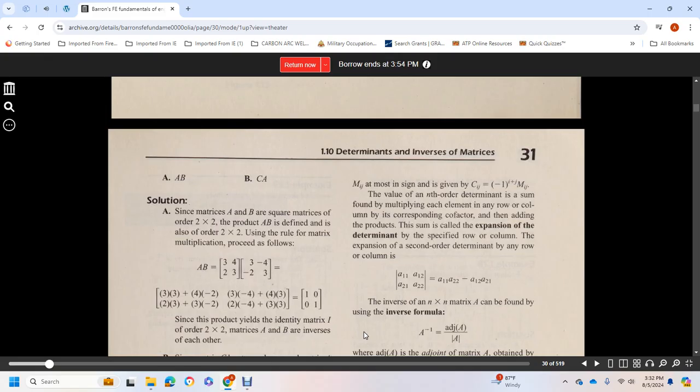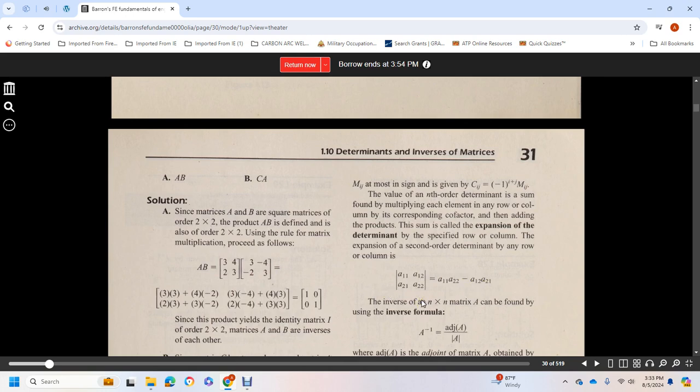The cofactor is given by C_ij equal to negative 1 to the power i plus j, times M_ij. The value of the nth order determinant is found by multiplying each element of a row or column by its corresponding cofactor and adding the products. The sum is called the expansion of the determinant by the specified row or column. The expansion for the second order determinant with rows a11, a12 and a21, a22 is equal to a11 times a22 minus a12 times a21.